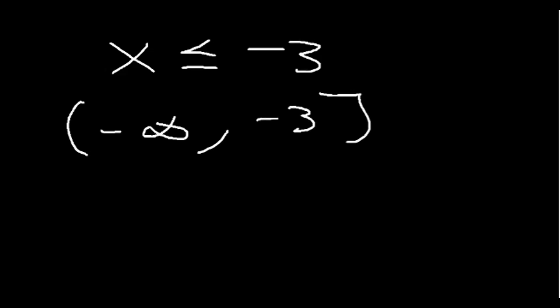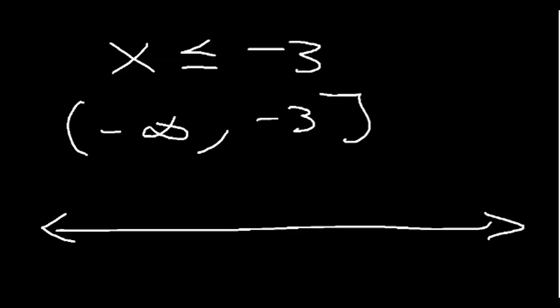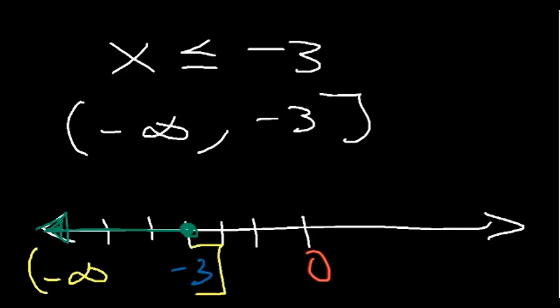So what is the answer using interval notation? x is less than or equal to negative 3. So it's from negative infinity and it's going to stop at negative 3. If you plot it, let's say this is 0. Here's negative 3, and we have a closed circle at this point. And since x is less than or equal to negative 3, we need to shade to the left side. So it's from negative infinity to negative 3.